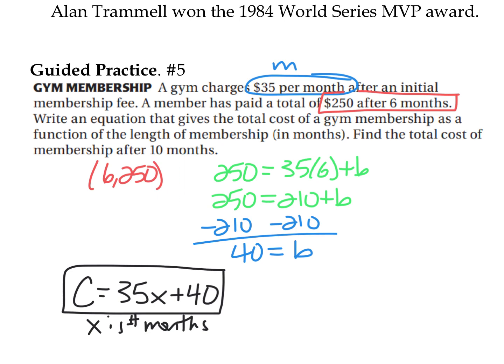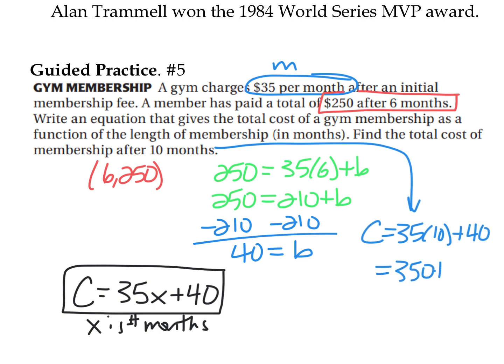So if we want to find the total cost after 10 months, we'll do that over here. My total cost would be 35 times 10 plus 40. So it's going to be 350 plus 40. It would be $390 for my total cost after 10 months.